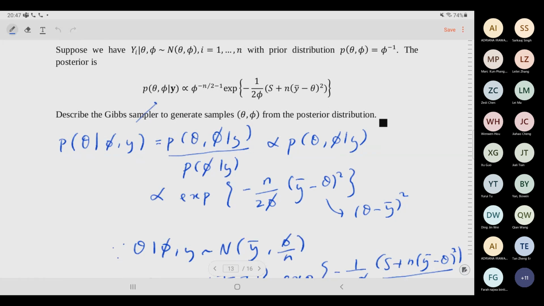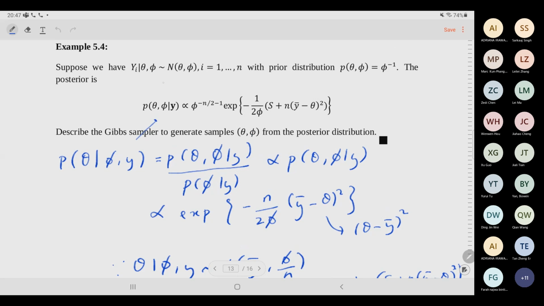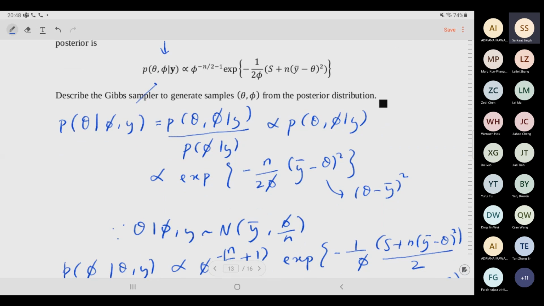So why do we need this? If you look at this joint posterior here, you cannot use it directly. Even though it has a name, like normal inverse gamma, we cannot actually sample from it directly. So the only way to do it is to use Metropolis-Hastings. And in this case, the MH can be reduced to the Gibbs sampler because the conditionals are known.